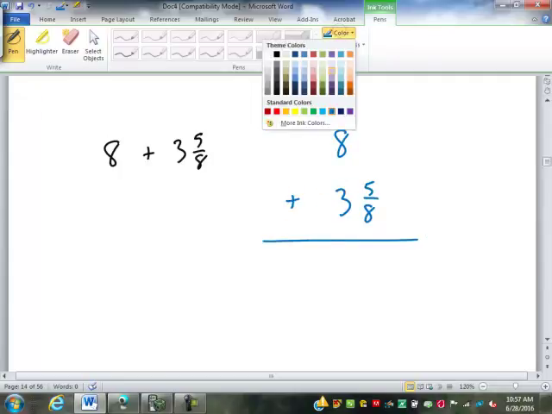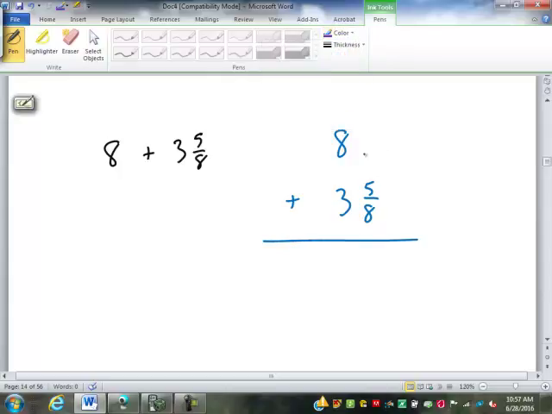So when I go to work with it, I line it up. Even though there is no fraction on this 8, I have to leave a spot there to line up the 5/8 with. What's going to get added to the 5/8? Absolutely nothing. That's just going to be 5/8. The 8 gets added to the 3 because those are the whole numbers.